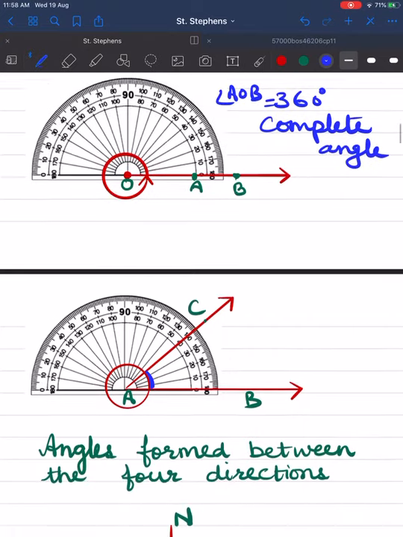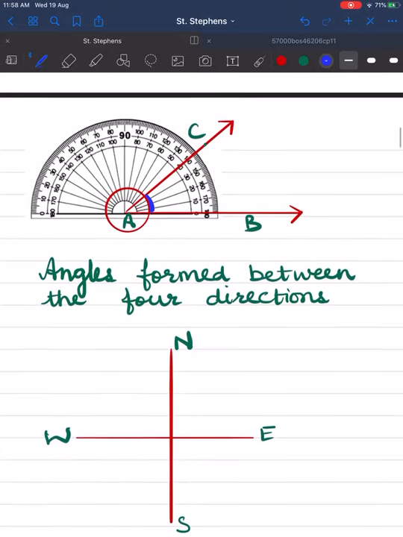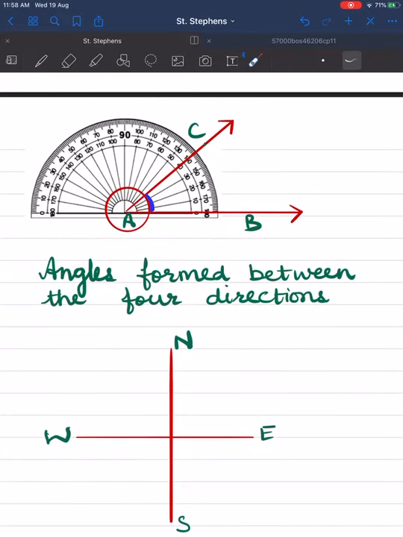Now let's have a look at the next angle. Now here, the blue arc shows an acute angle and the red arc shows an angle which is greater than 180 degrees but less than 360 degrees. Such an angle is called a reflex angle.